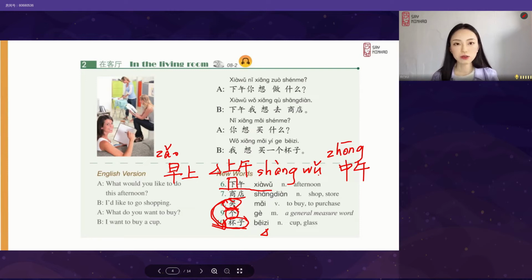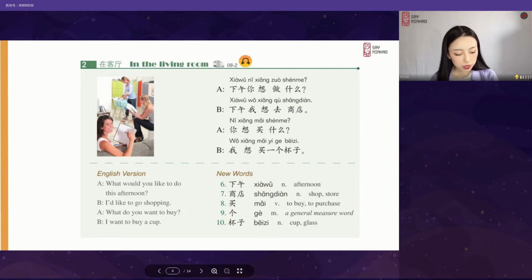Please pay attention to the 个 here. When we are learning it individually, it is a fourth tone syllable, but when we are using it as a measure word, it is usually neutral tone. So in this phrase, 一个杯子, there are two neutral tones. One is 个, one is 子, okay? 一个杯子. Read after me, please. 一个杯子. Very good.